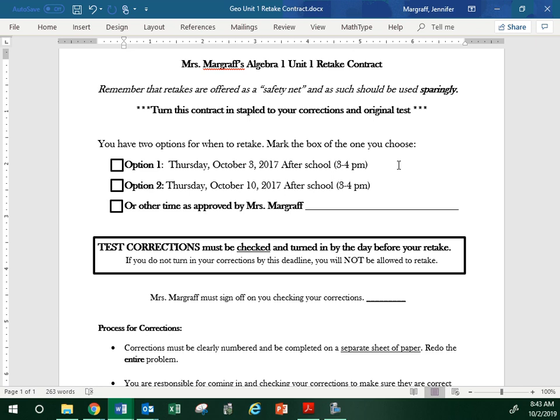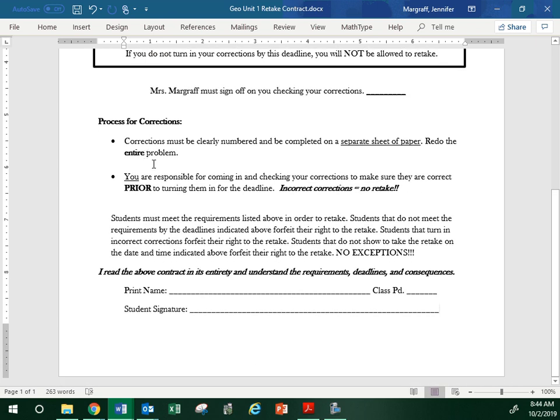And so when you do test corrections, let me go to the process here. Corrections must be clearly numbered and complete on a separate sheet of paper. We'll redo the entire problem. So let's say you got number 1 wrong. You write number 1, redo the problem, and then circle your correct answer. Let's say you got number 10 wrong, you do number 10, redo the problem, circle your correct answer.